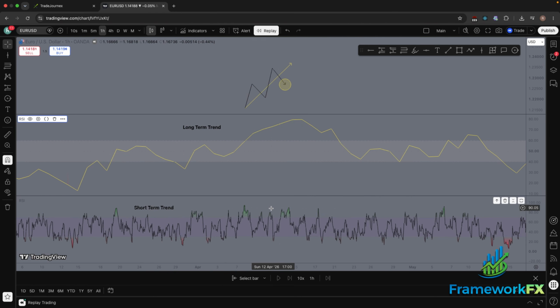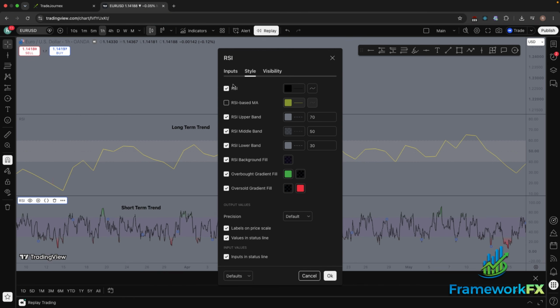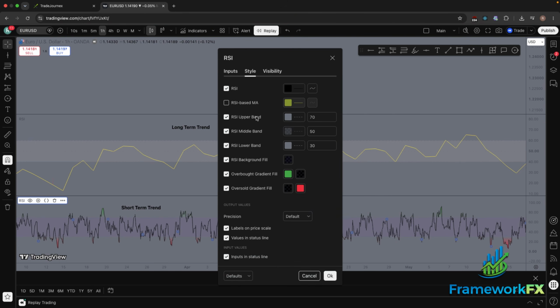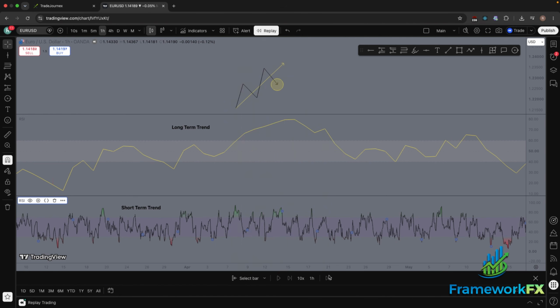Then if we come down to the short-term trend, I'll put us straight into this. Same RSI length, and the time frame this time is going to be an hour. That's what we're looking at to trade this strategy with. And the style this time, we've got an upper band of 70 and a lower band of 30, and that's really important because that's how we're going to make sure that we are in a deep enough pullback to be looking for really good entries with this strategy.